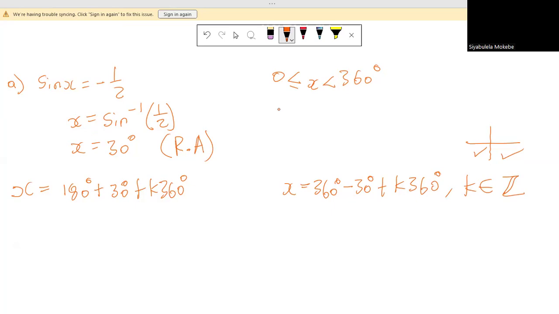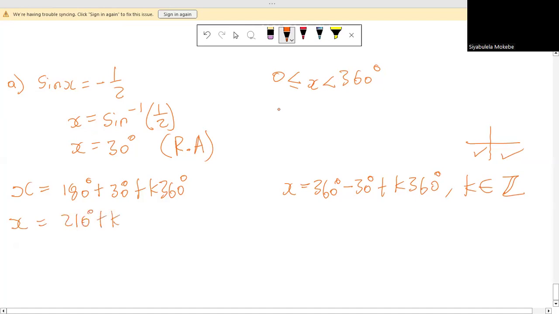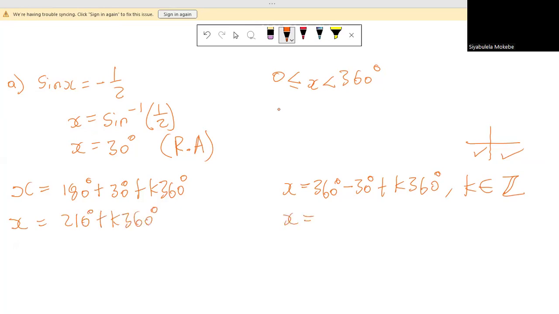So what we have here, x equals 210 plus k 360, and 330 plus k 360. Okay, so this is what we call our general solution. But in this case, we're not looking for a general solution. We're looking for particular angles that will satisfy the equation given. So those angles must be between 0 and 360 degrees. So it means now I must substitute integers where there's k.